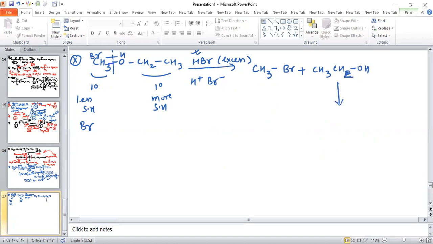Why? Because HBr is present in excess. So there is a lone pair on the oxygen atom. This is H plus, this is Br minus. This H plus will attack there. So it will form CH3CH2, O positive, H and H. Now this bond will break because the positive charge on oxygen is unstable.